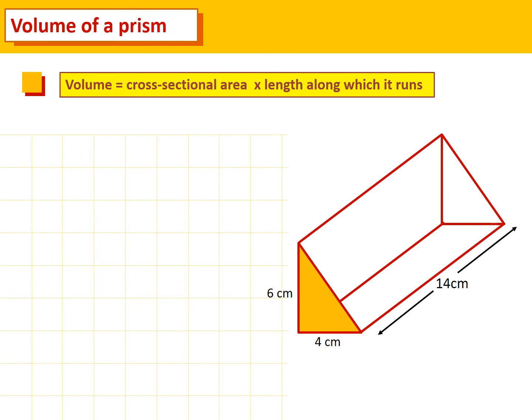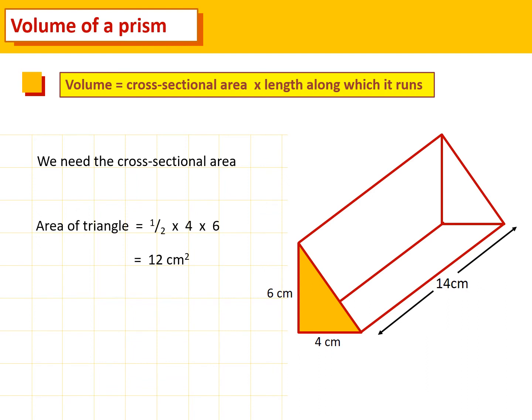So in order to find the volume of this triangular face prism, we need the cross-sectional area first. That's the area flashing in front of you. It's a right angle triangle, so the area is half the base times height, so that's 12 squared centimeters. And we want the distance along which that runs, which is 14 centimeters, so we multiply the area, 12 squared centimeters, by the 14 centimeters along which it runs, and that comes to 168 cubic centimeters.